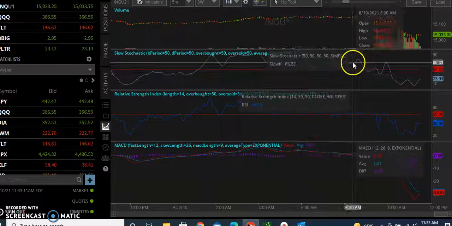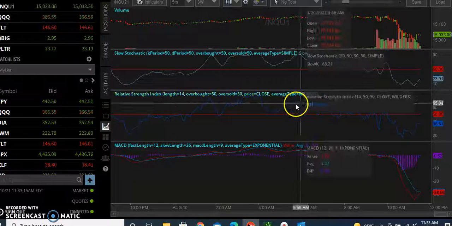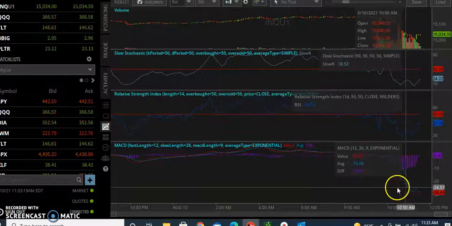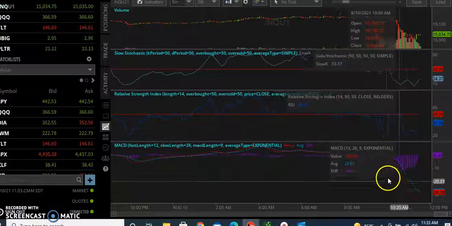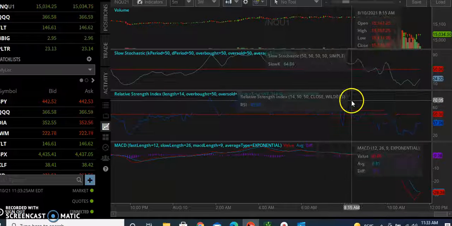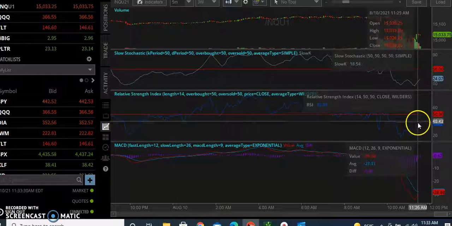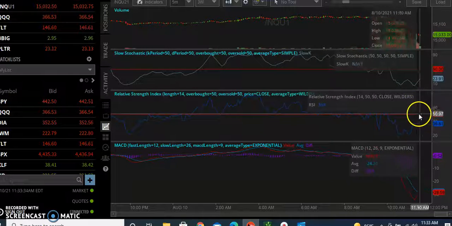But here's another thing I look at. This is the slow stochastic in this lower level, and here's the chart up here. This is the NQ. Here's the relative strength index, the RSI, and this is the MACD. Usually the MACD is crossing over when that 1, 2, 3 sets up. Now, what I like to see is this RSI crossing the 50. That's the 50 percent line right there.